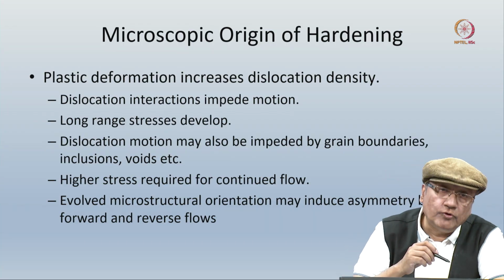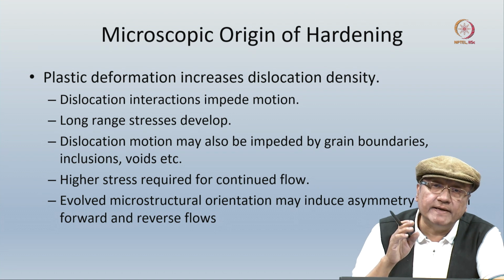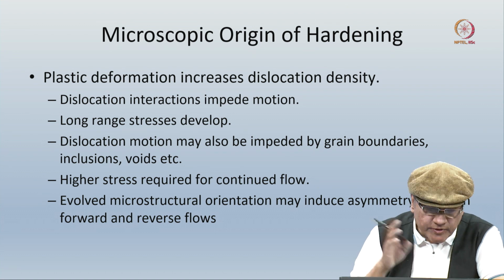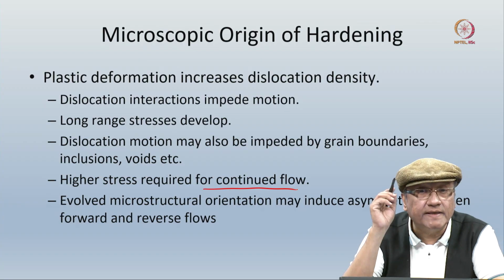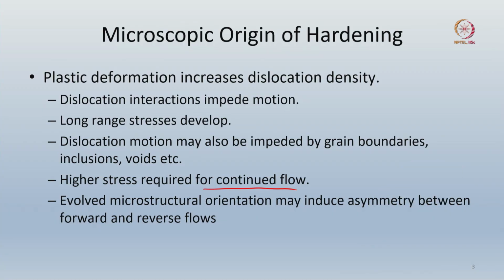So therefore, if the dislocations find it difficult to move, then higher stresses will be needed for continued plastic flow, right. So that is what basically is manifested in the macroscopic hardening phenomena that we just drew in the last slide. So the evolved microstructural orientation also may induce asymmetry between the forward loading and backward loading paths.